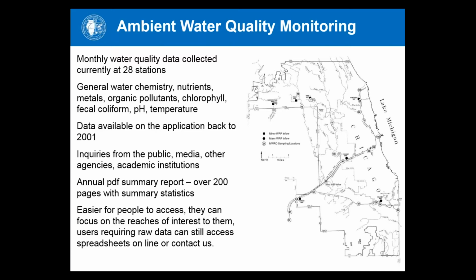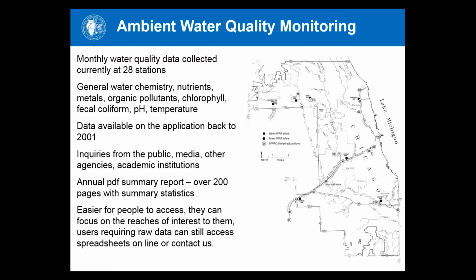So our goals were basically to make data easier for people to access, and allow people to focus in on the reaches that were of interest to them. And then we were hoping to have some data download functionality. Users that required more raw data for every parameter for analysis could still access the spreadsheets online or contact us directly. This started off with a request to our IT department to do a demo water quality application for a select few of our water quality parameters.